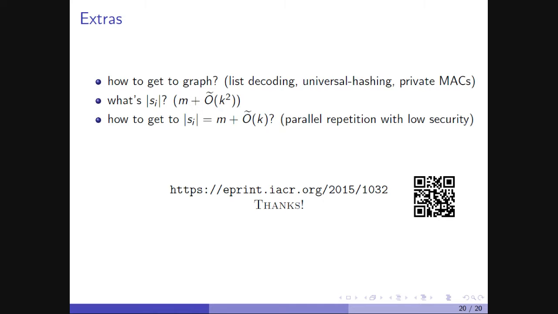We have time for questions. Is this in the model of adaptive or is it just static? It's adaptive. If you settle for non-efficient reconstruction, is there a way to get rid of the tilde? To get rid of the? Of the polylog factors, depending on k. Not that I am aware of, yeah.